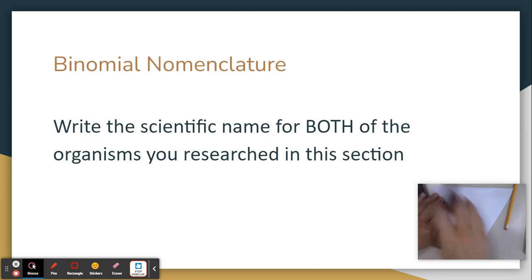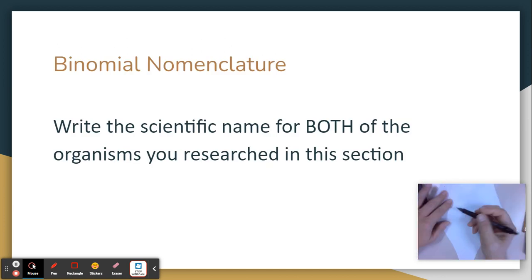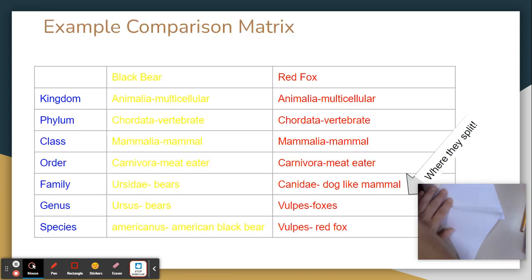And then finally, for binomial nomenclature, I'm going to open this flap, and I want to write the 2 scientific names of both organisms I researched. Well, you may say, how do I find that out, Ms. Barnett? Well, if you find out the genus and the species, then remember the binomial nomenclature is literally the genus and the species. So if I'm black bear, then my binomial nomenclature is Ursus americanus. Okay, and funny, the red fox is Vulpes vulpes. So that is a completed foldable.